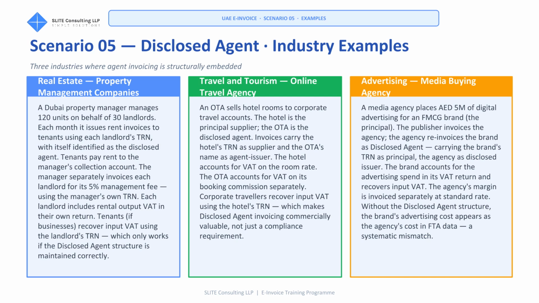Third, advertising. An agency places 5 million dirhams of digital ads for an FMCG brand. The brand's TRN appears as principal. The agency is the disclosed issuer. Without this structure, the brand spend appears as the agency's cost in FTA data, a systematic mismatch. On to summary tax invoices.